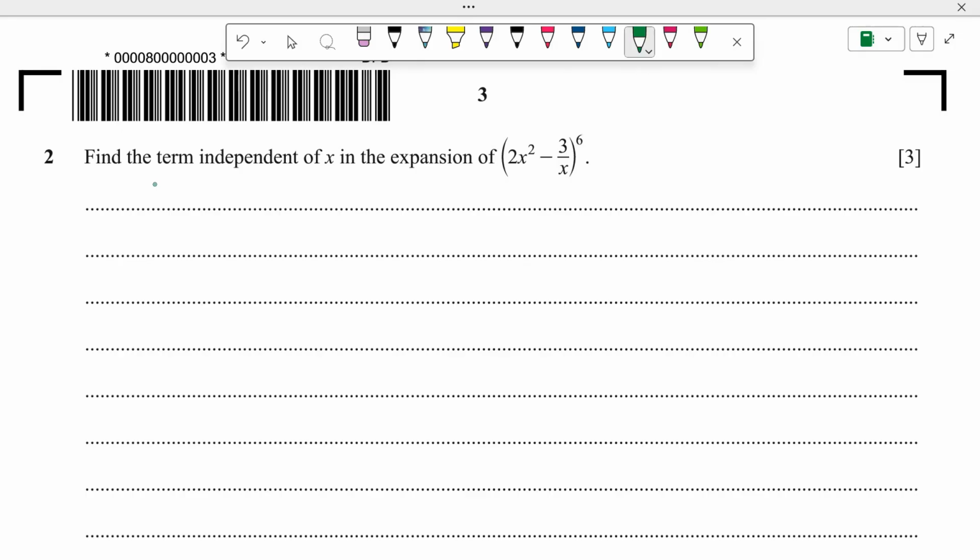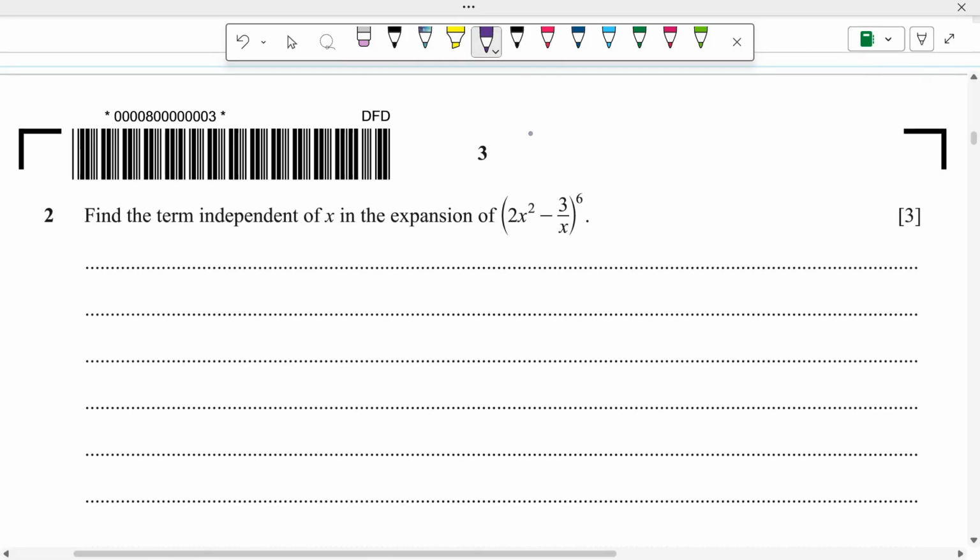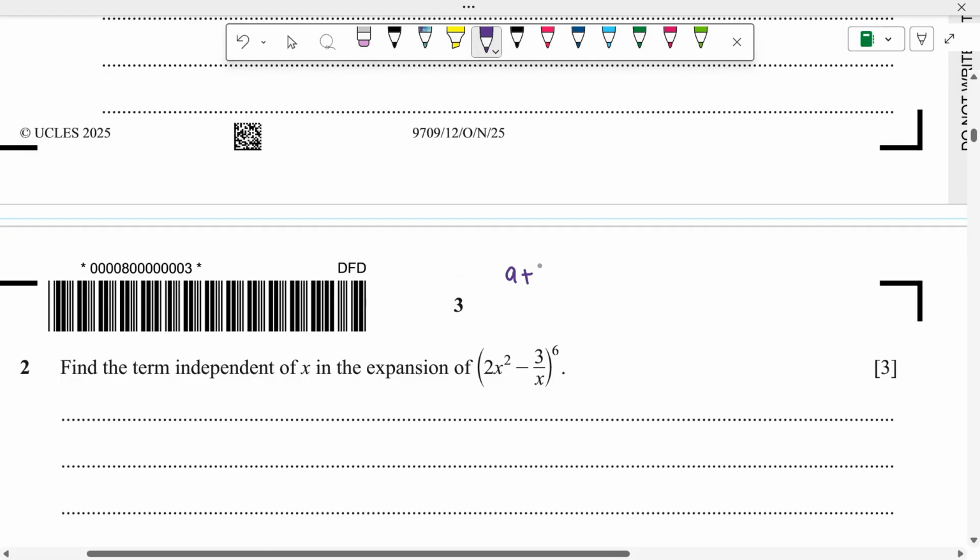Question number 2. Find the term independent of x in the expansion of (2x² − 3/x) to the power of 6. This question is related to the expansion, and we know that (a + b) to the power n has n + 1 terms.